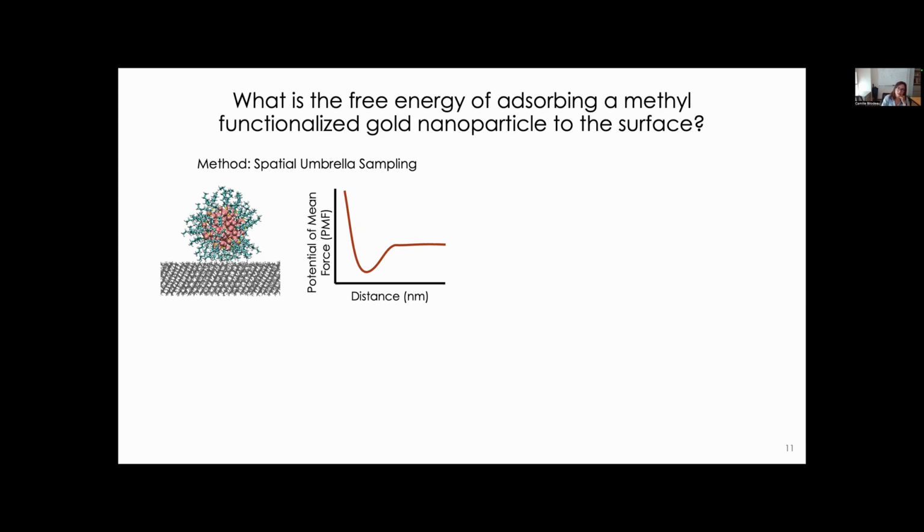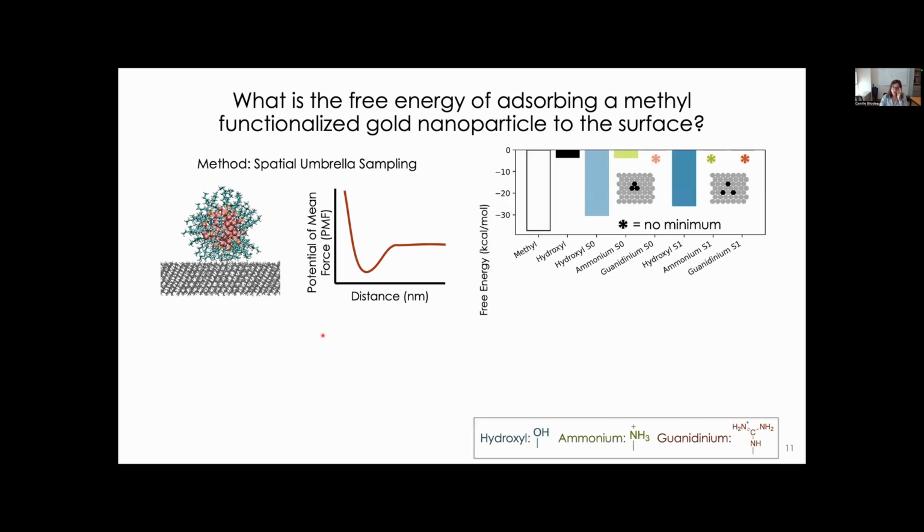And then we perform spatial umbrella sampling, and so we'll get this potential of mean force as a function of distance, from which we can get an overall binding free energy. And so if we look at the binding free energy of this nanoparticle to the surface, what you can first see is that overall, all of our results are now negative as opposed to positive. So again, this illustrates that we can observe the favorable free energy of this nanoparticle absorbing to the surface.